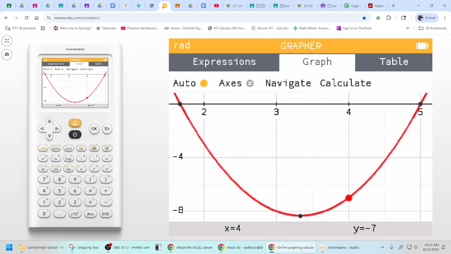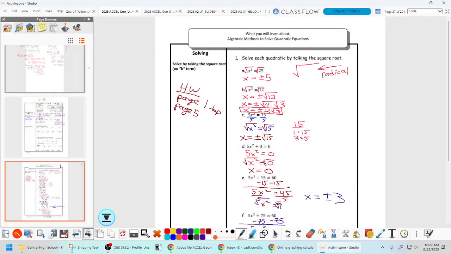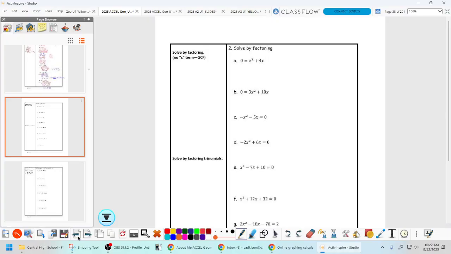So on the last page, I think it's page 6, why don't you start working through those? Again, you don't have to have a C term to factor. But notice all of these are set equal to 0 to start off, so you're good to go until you get down there a ways.